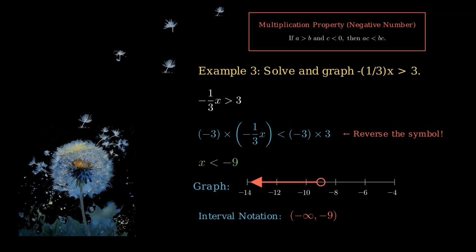On the number line, we place an open circle at negative 9 because negative 9 is excluded and draw a bold arrow pointing to the left. The final solution in interval notation is written as negative infinity to negative 9.